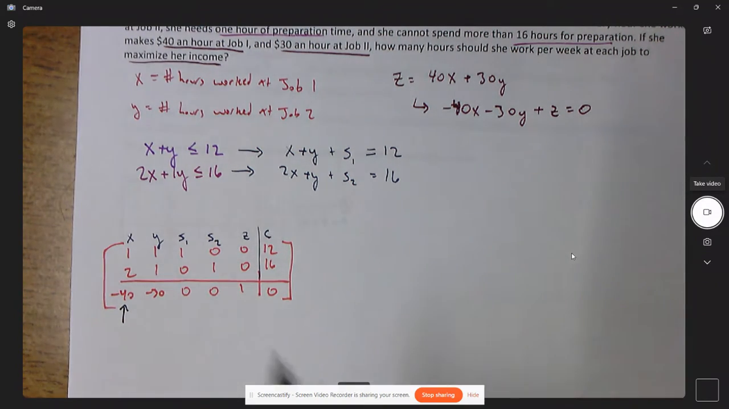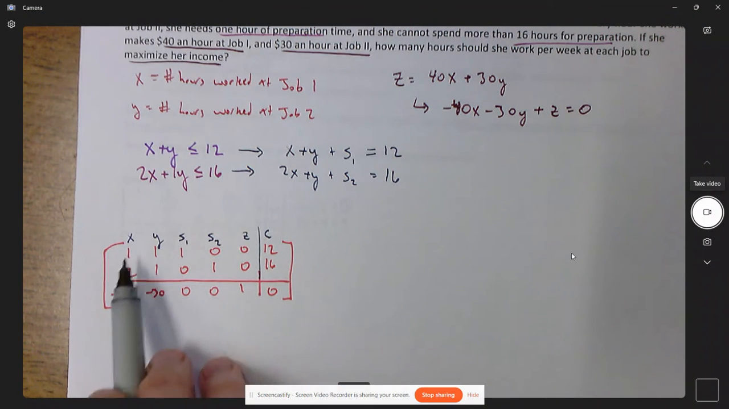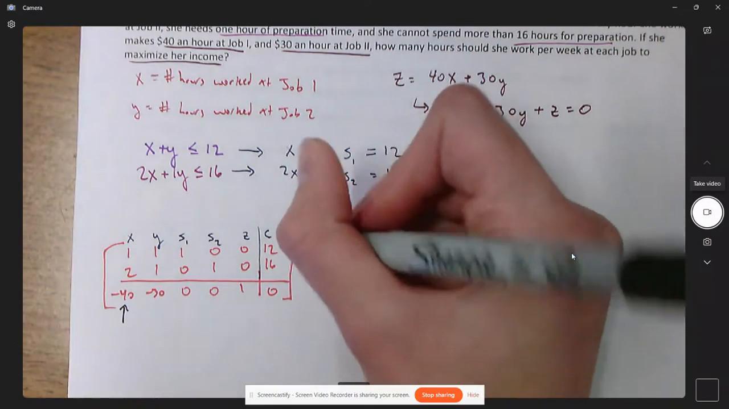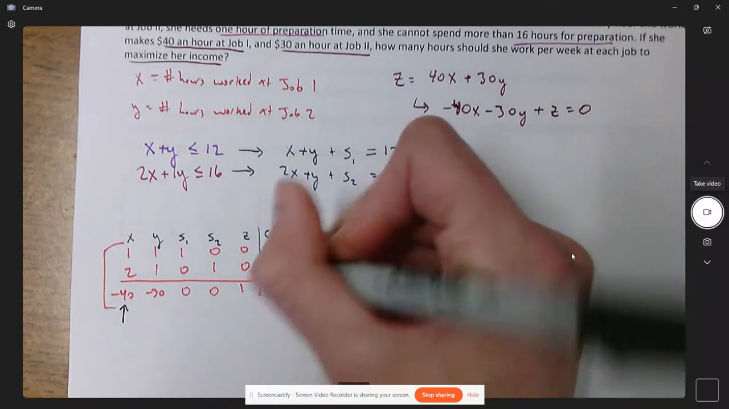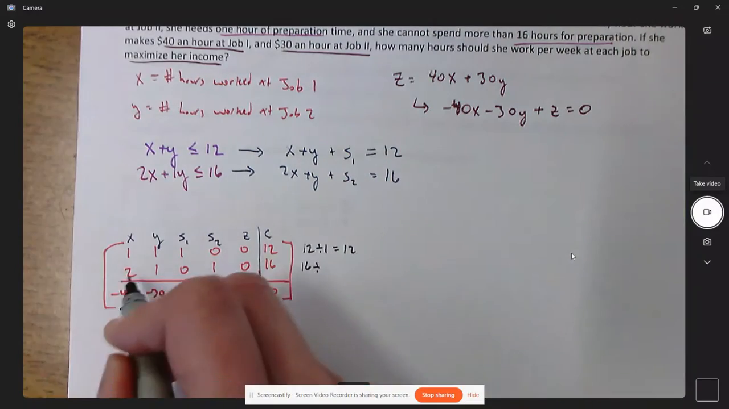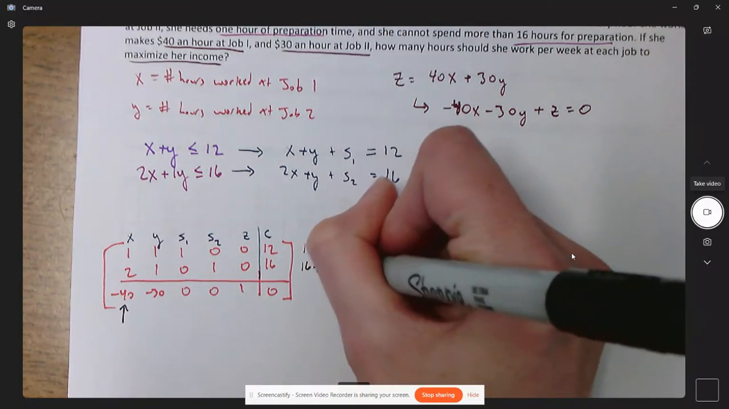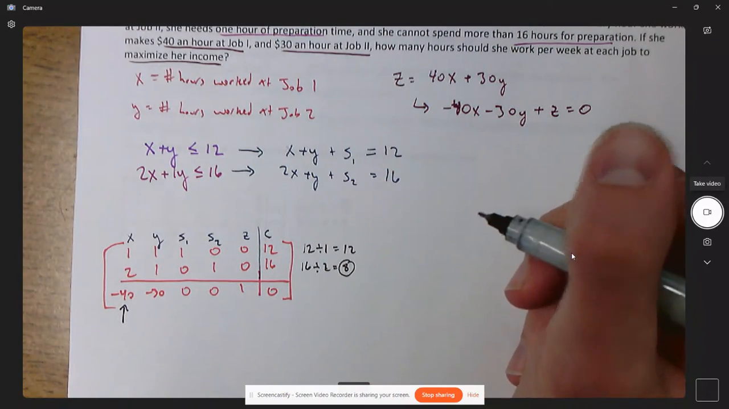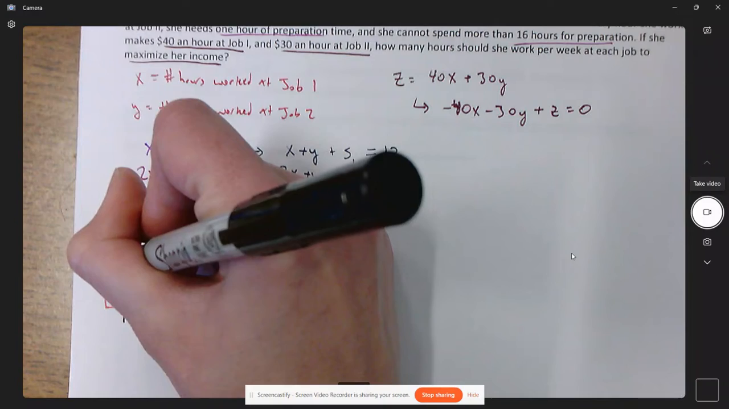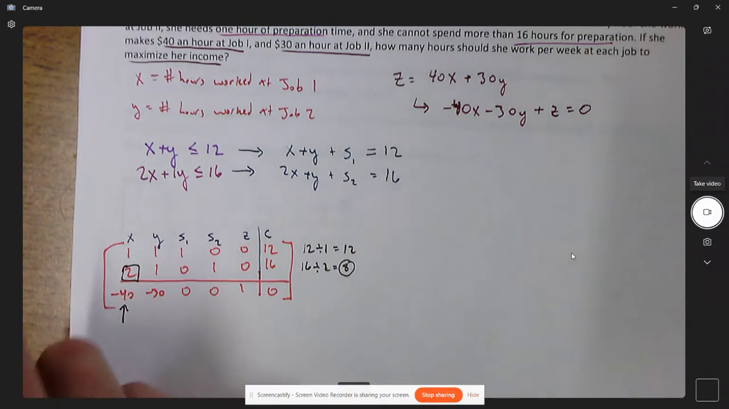So to pick the pivot number, remember you're going to divide this number over here by whatever the number in your pivot column is. For this first one, I'm going to do 12 divided by 1, which is 12. And the second one, it's 16 divided by 2, which is 8. And we want to pick the smaller number, which in this case would be this guy. So that's going to be my pivot number.